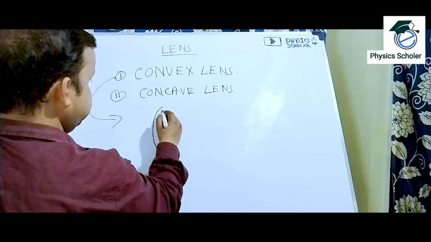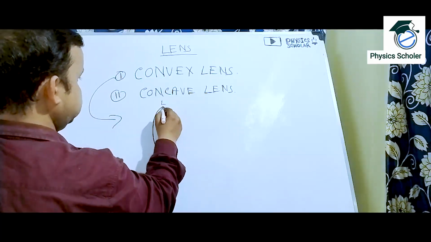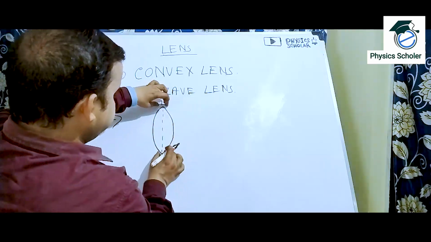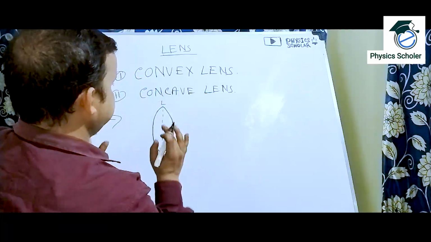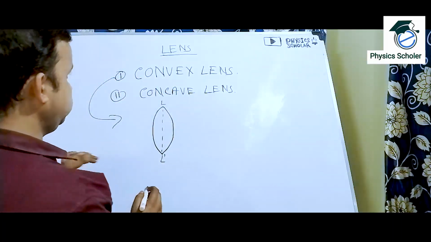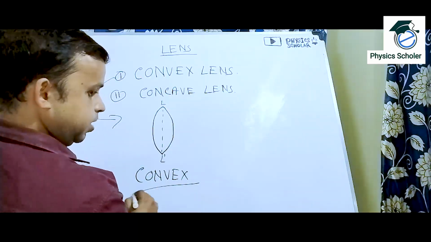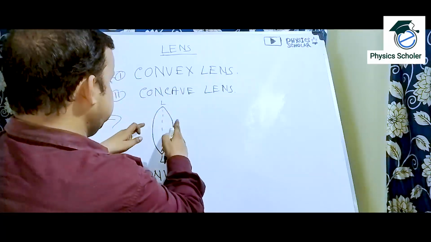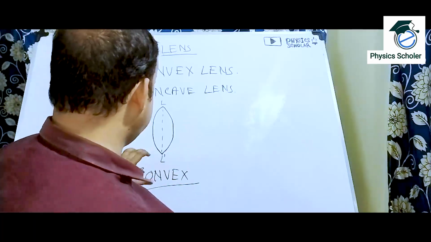Convex lens means the lens which is thinner at the two ends and thicker at the middle, enclosed by two spherical surfaces. So this is known as a convex lens. The lens which is thinner at the two ends and thicker at the middle is known as a convex lens.